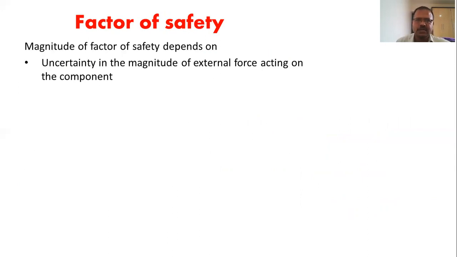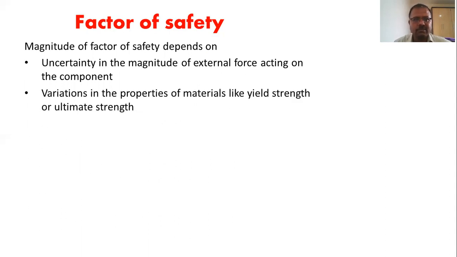First factor is uncertainty in the magnitude of external force acting on the component. If we are not sure about the exact magnitude of external force acting on the component, then we have to opt for higher factor of safety. Variations in the properties of materials like yield strength or ultimate strength. If the properties are varying, then go for higher factor of safety.